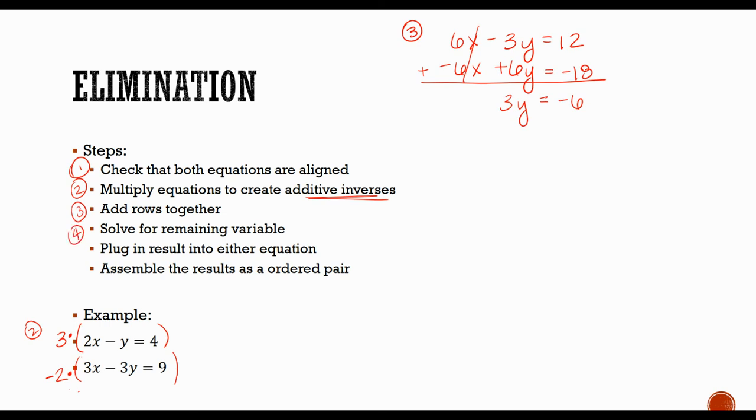Now step 4, we're just solving for that remaining variable. The only one left is y. So we'll divide both sides by 3. And we get y is -2.